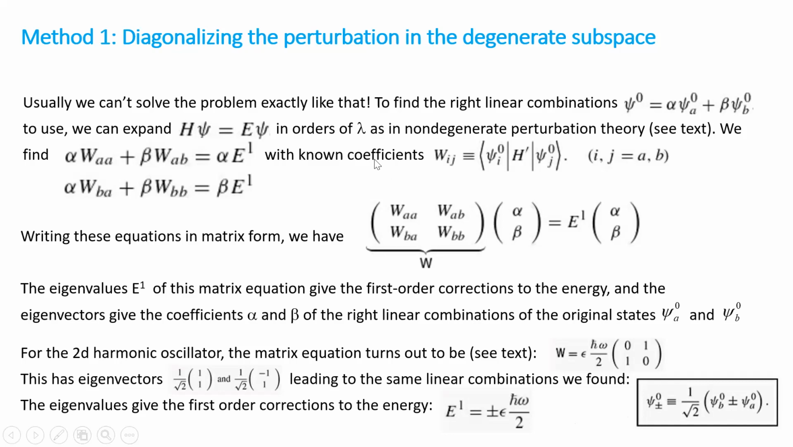So that's method one: finding this matrix W from the unperturbed states that we have, doing an eigenvalue problem, taking the eigenvectors to get the linear combinations we want, and then the eigenvalues are our corrections to the energies.